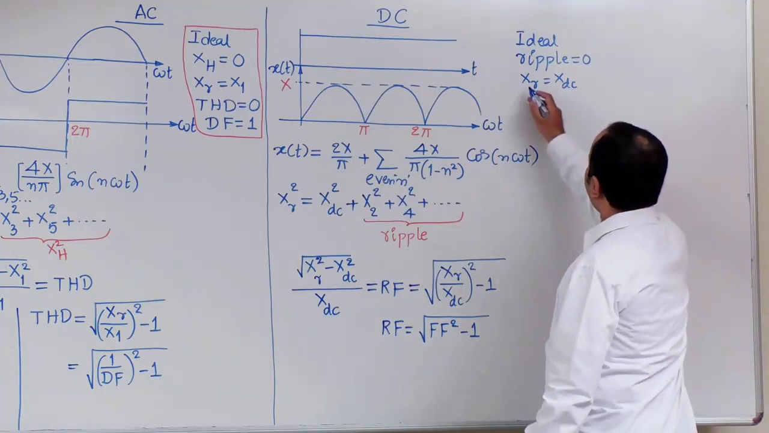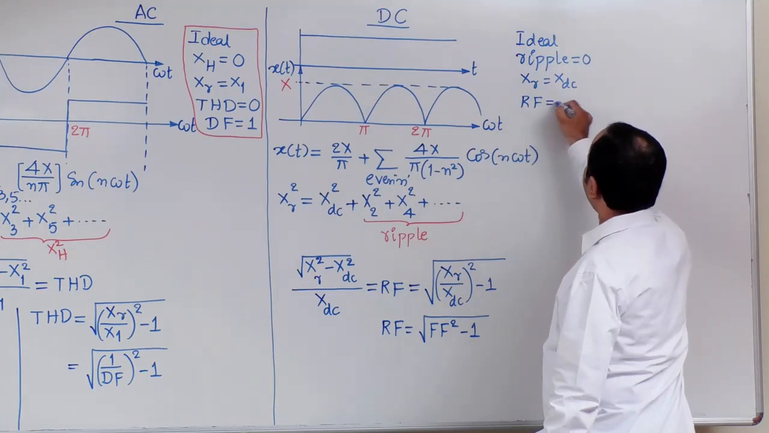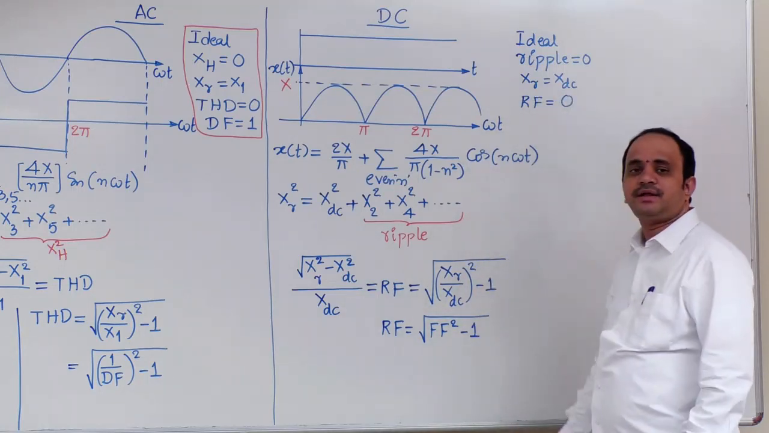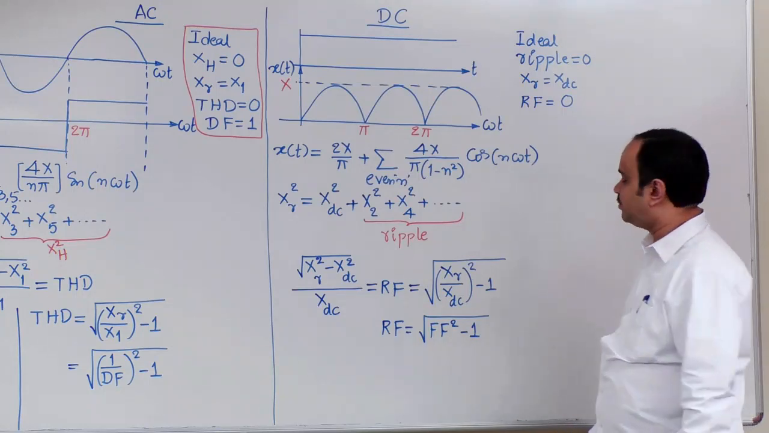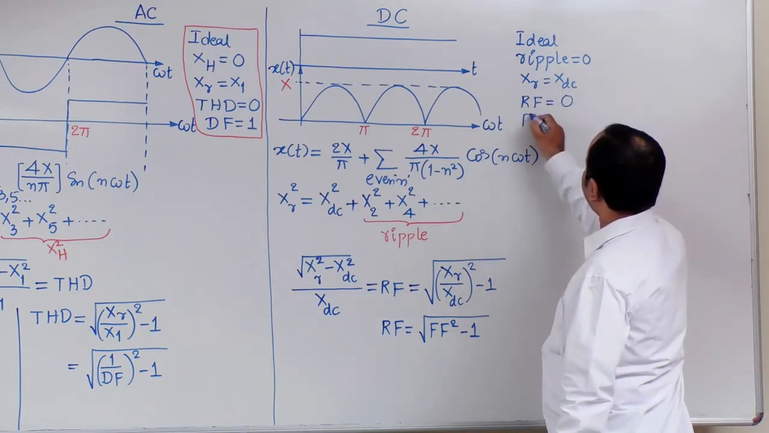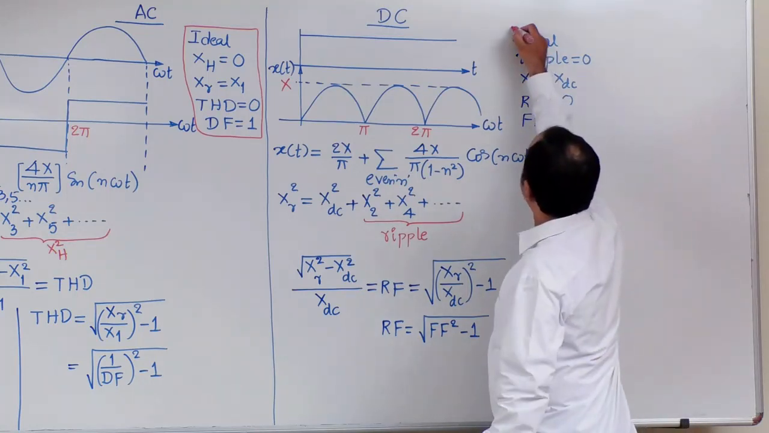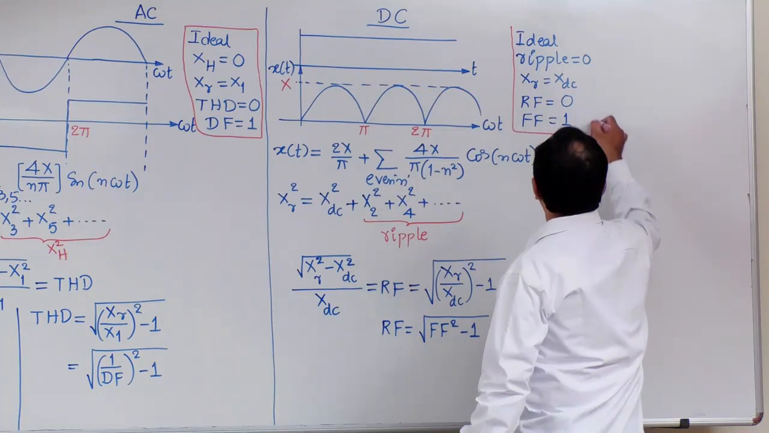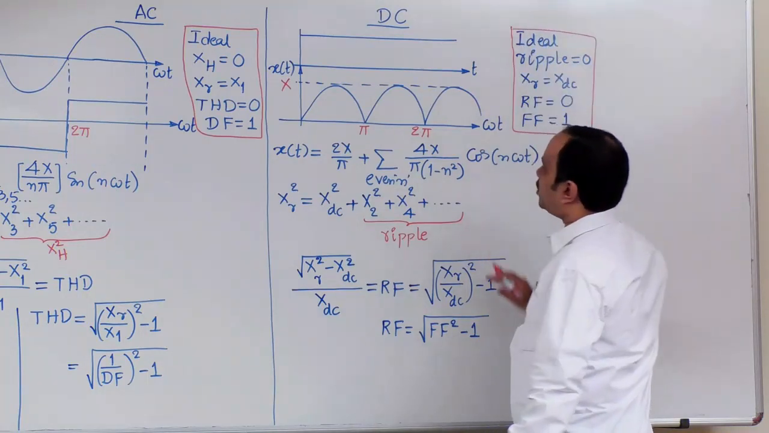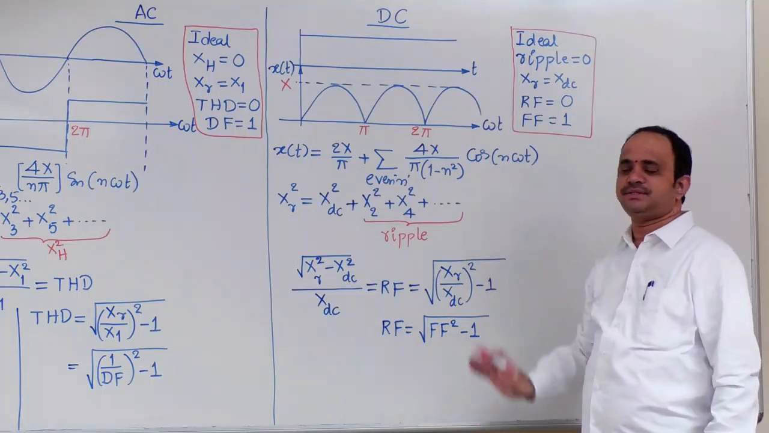And if XR is equal to XDC, what is the ripple factor? Ripple factor is equal to 0. And in other words, when XR is equal to XDC, form factor is equal to 1. Form factor is equal to 1. This is a very important table and a very good start to understand the basics.